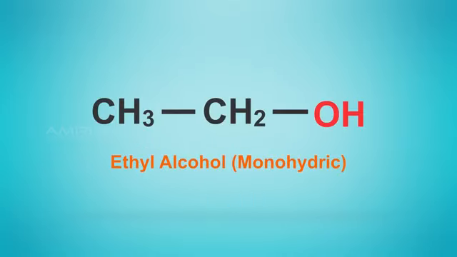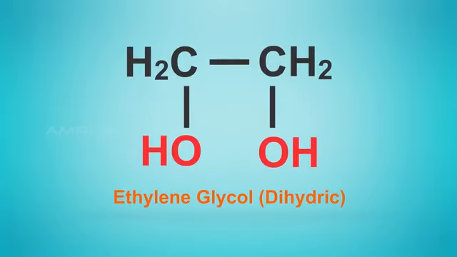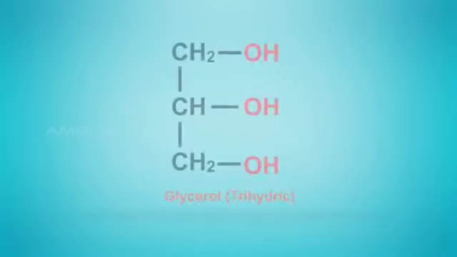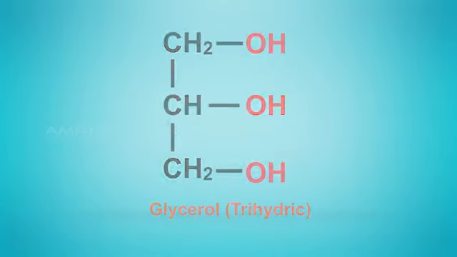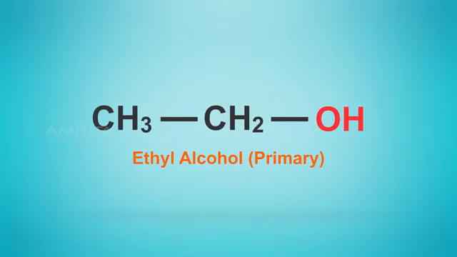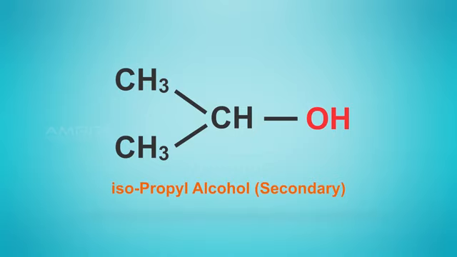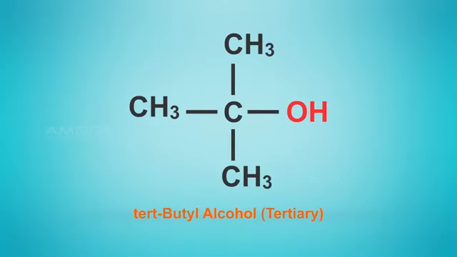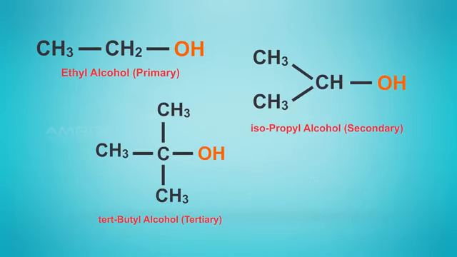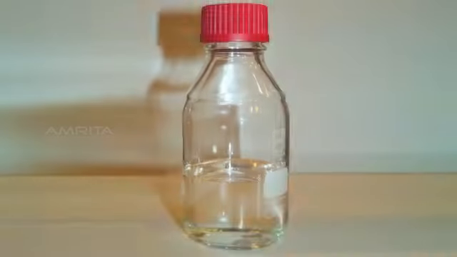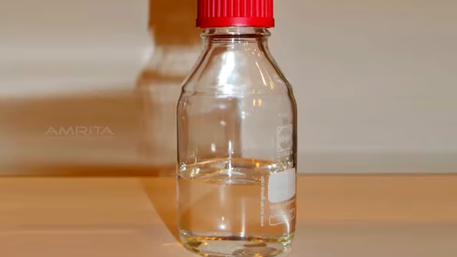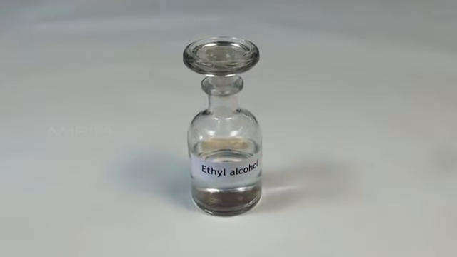Alcohols are classified as monohydric, dihydric and trihydric depending on the number of hydroxyl groups. They are further classified as primary, secondary and tertiary according to the hydroxyl group attached to primary, secondary and tertiary carbon atoms respectively. Methyl alcohol and ethyl alcohol are the simplest alcohols.